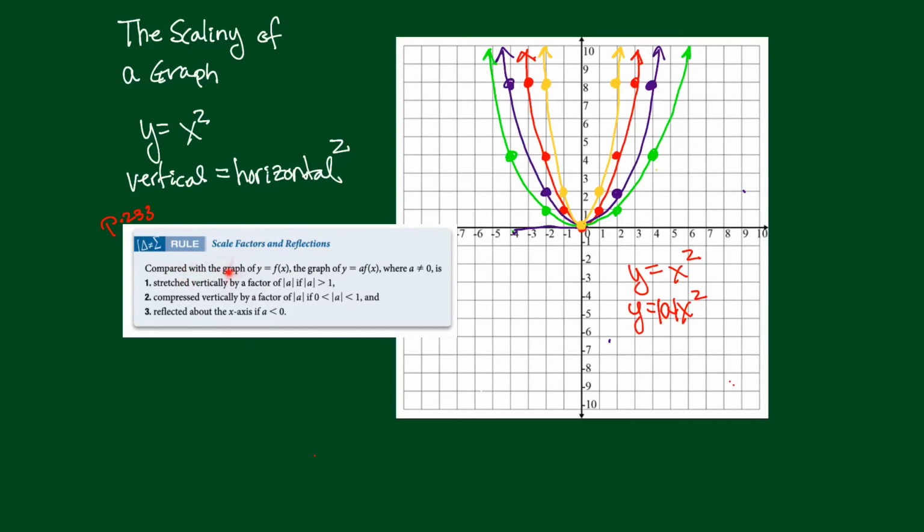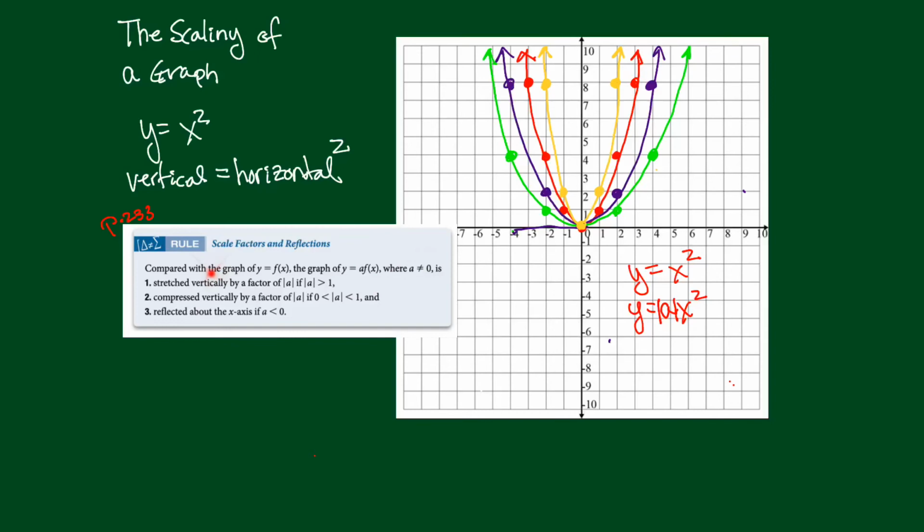It says, compared with the graph of y equals f of x, that would be our basic graph. In that case, this is our red graph, our basic function f of x, and ours is x squared. Then the graph of a times f of x, so you put a multiplier on it. Now we had multipliers of what? 1/2, 1/4, and then we went to 2. Where a is not 0, you don't want to multiply by 0. Then you just have y equals 0.